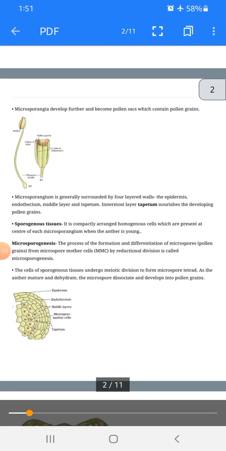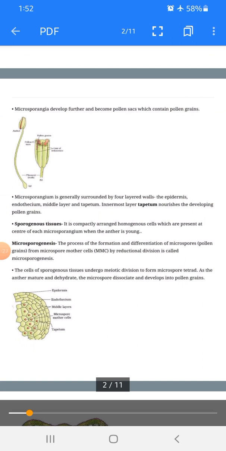Microsporangium is generally surrounded by four layers: the epidermis, endothecium, middle layer and tapetum. Innermost layer is the tapetum, which nourishes the developing pollen grain. Then sporogenous tissue, it is compactly arranged homogeneous cells which are present at the center of each microsporangium when the anther is young.